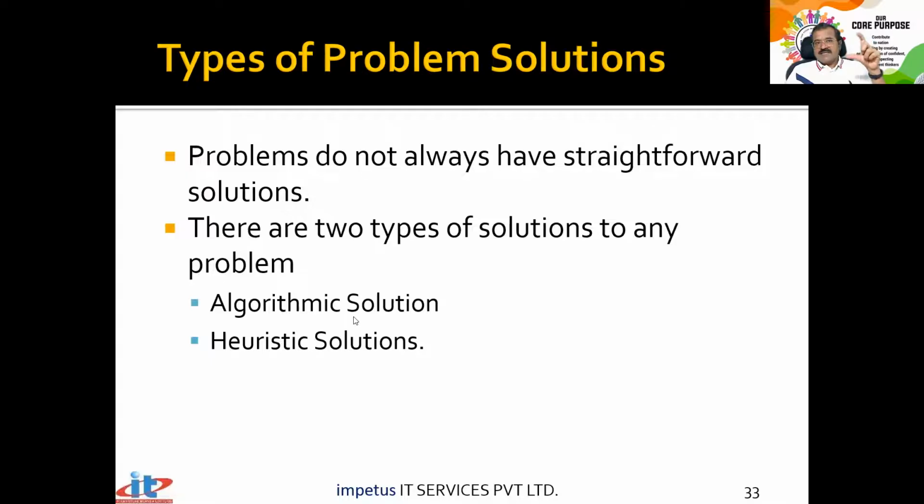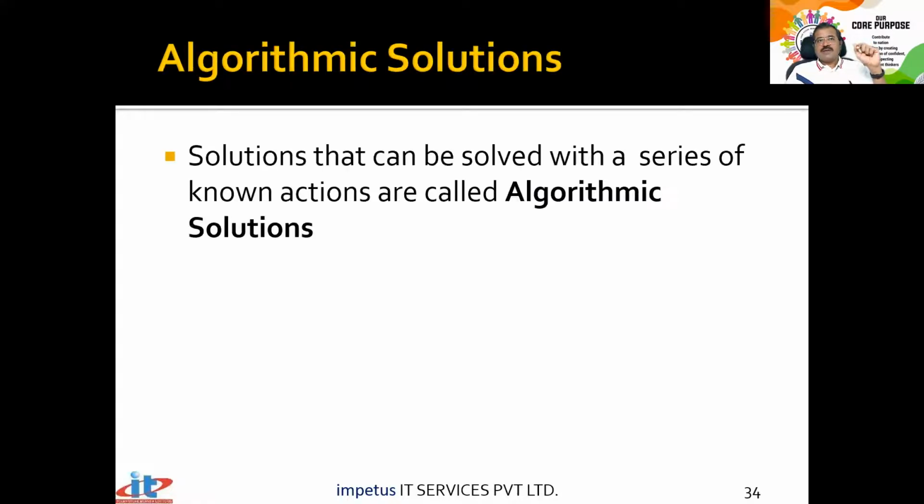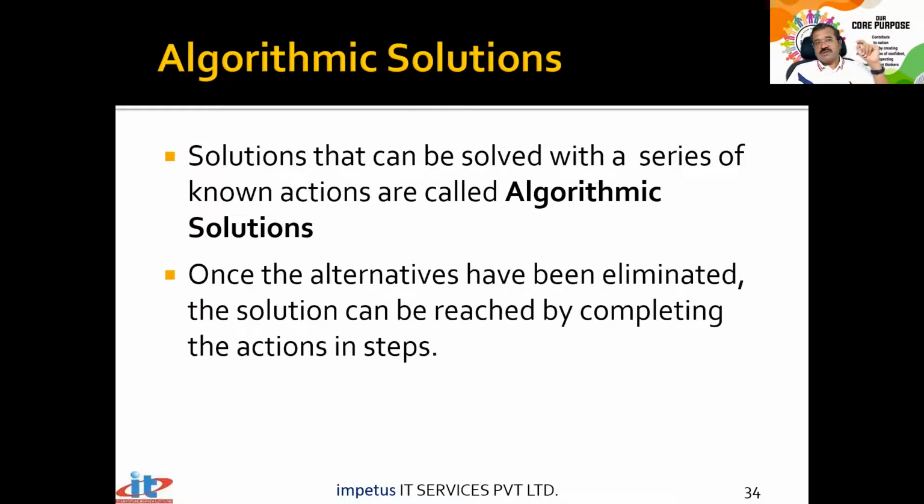So what exactly is the difference between algorithmic solutions and heuristic solutions? Problems that can be solved with a series of actions are called algorithmic solutions. So I'll do this, then I'll do that. And if this is the case, I'll do this or I'll do that. If there is a series of actions that you take to solve a particular problem, and you're sure that if I do those things in that sequence, I can definitely solve that problem, we'll say it's an algorithmic solution.